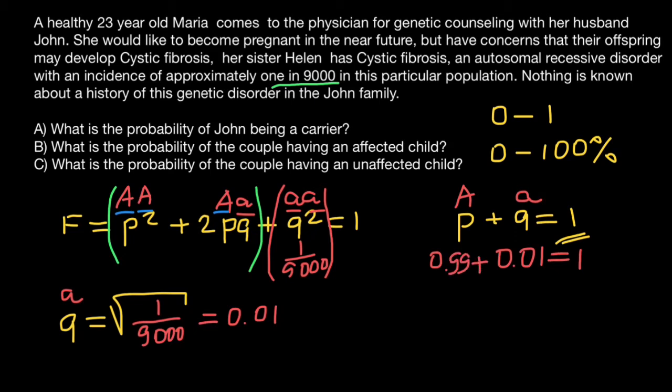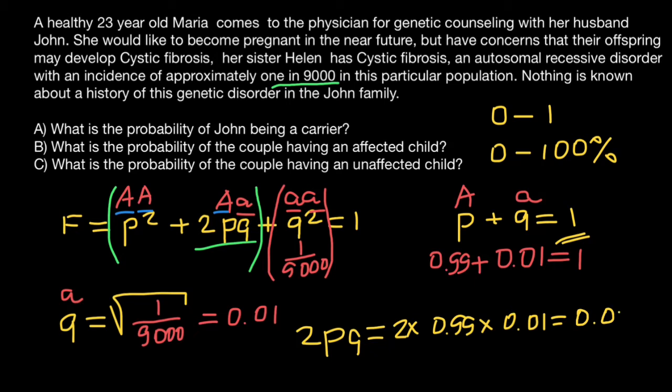0.99. Now we can calculate the probability of John belonging to the heterozygous genotype. 2pq would equal 2 times p, which is 0.99, times q, which is 0.01. And the answer is going to be 0.02. This is the answer for the first question. This is the probability for John of being a carrier, so belonging to this genotype. Now let's answer the second question.